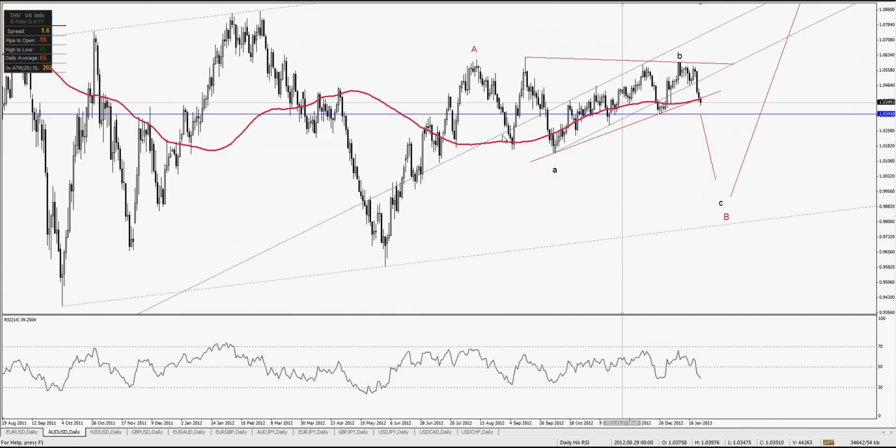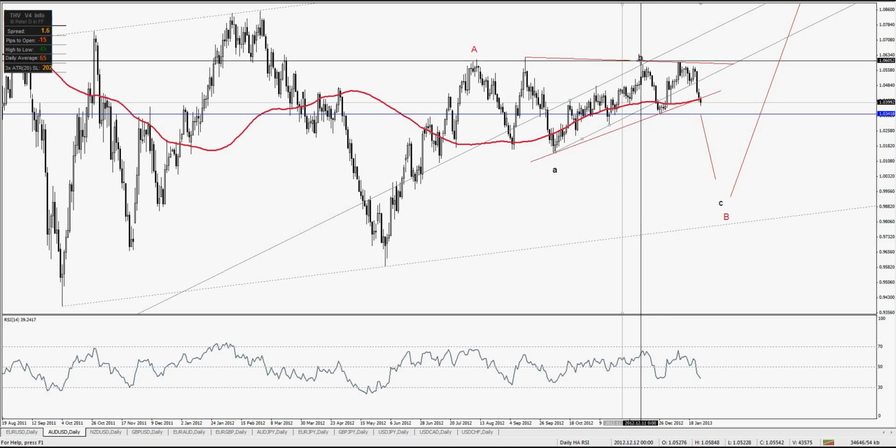Aussie. Well, the last video I did, we were looking at this channel here that I have, and I'm looking for a high back up to the top. Last video I did was on 1127 here on this gray line. I had mentioned I was looking for maybe another touch at the top of this channel for a B wave.